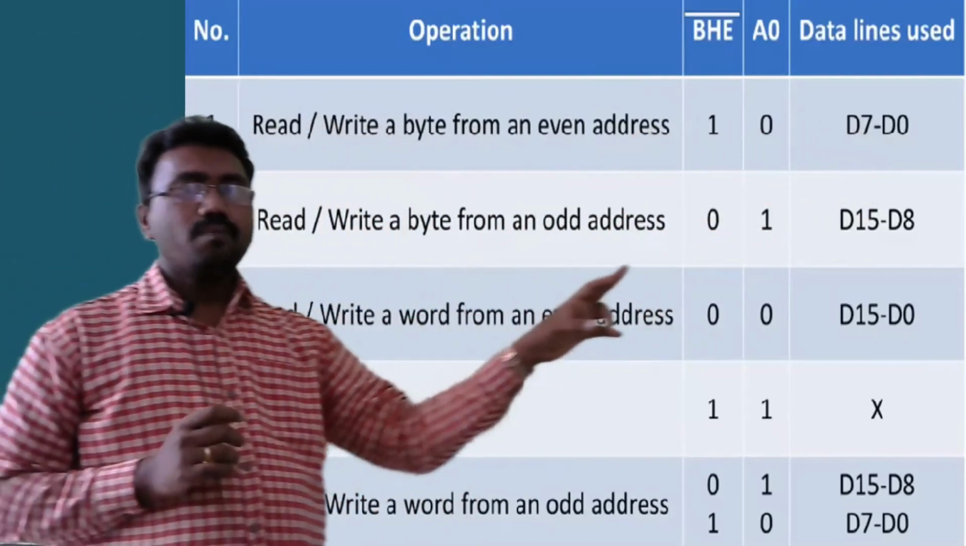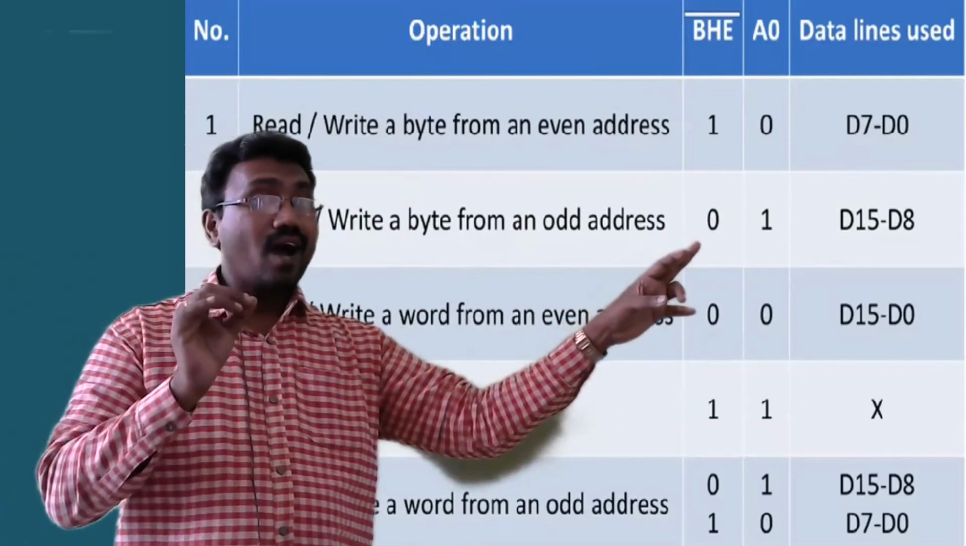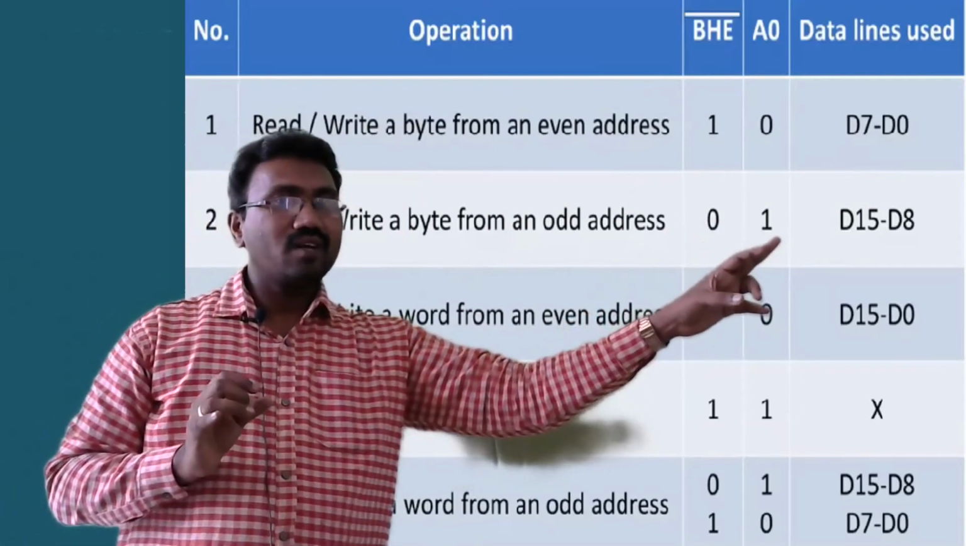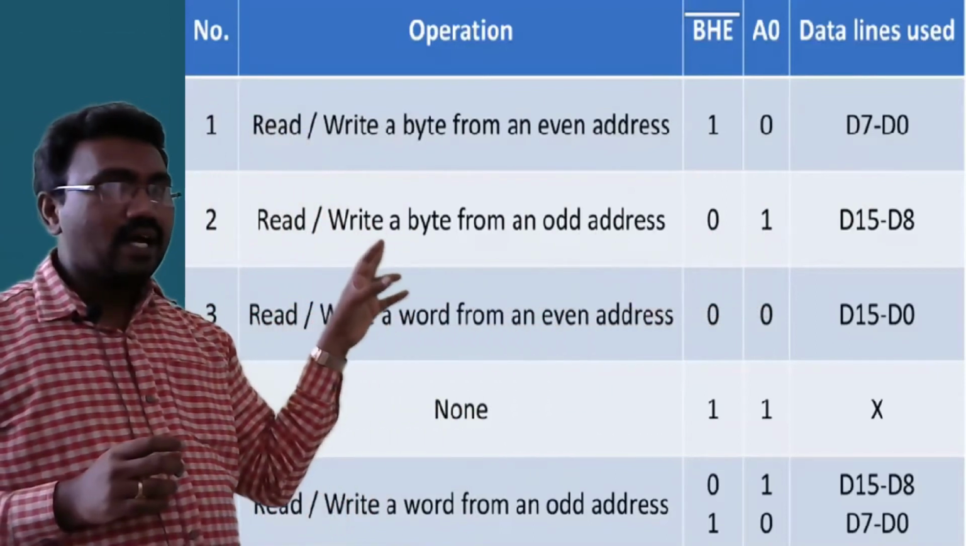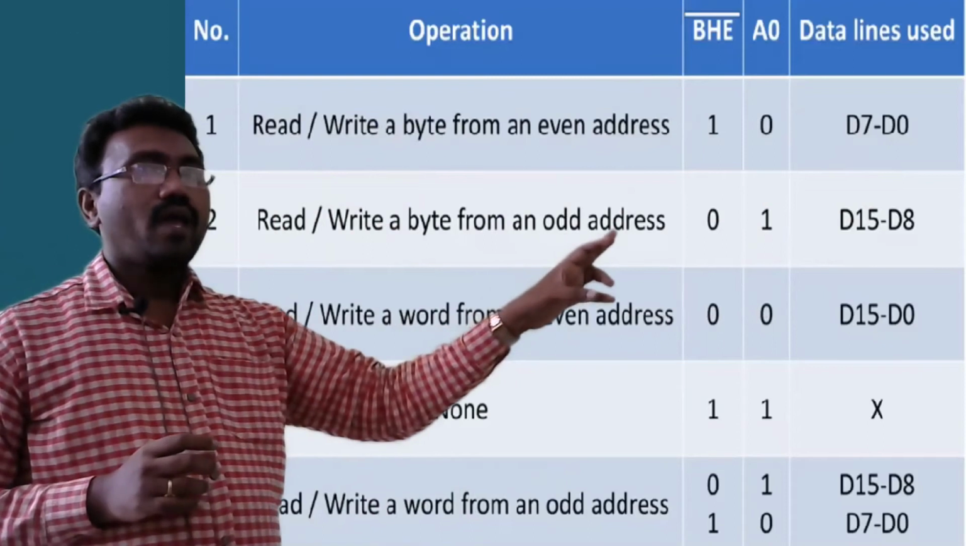Next combination: BHE bar 0 means the higher, odd bank is selected. A0 is 1, so the even bank is disabled. So it performs either a read or write of a byte from an odd address. Why?